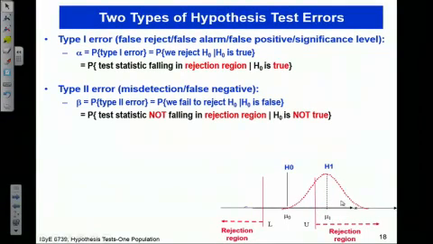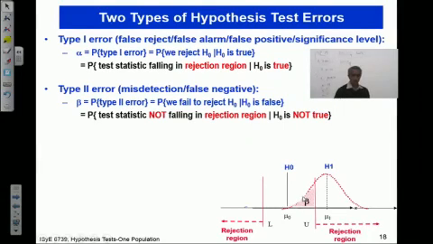Okay? Or 51. Then what is beta? So this is the distribution. And we know that the true mean is mu 1, not mu 0 anymore. But some part of the distribution is in the acceptance region, or it's not in the rejection region. What is that part of the distribution? It is this left tail. So this is called beta. Okay? That's based on the definition.